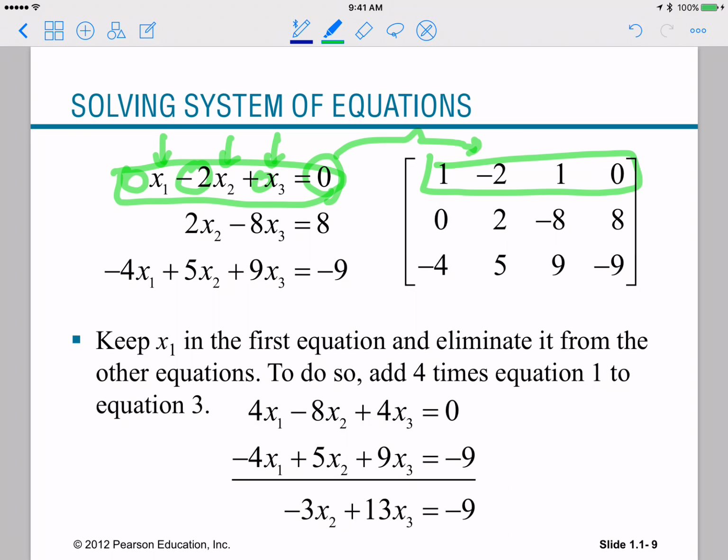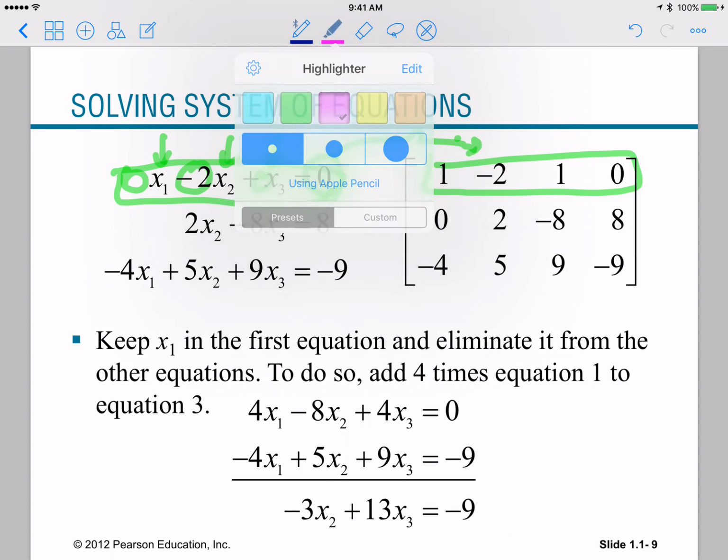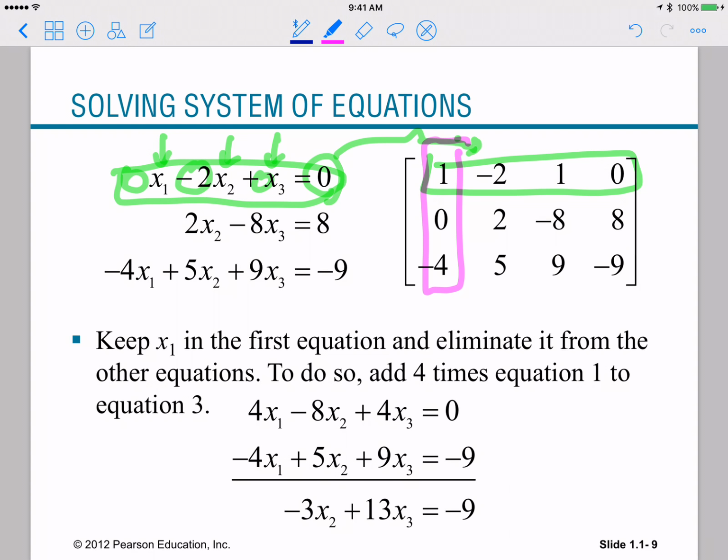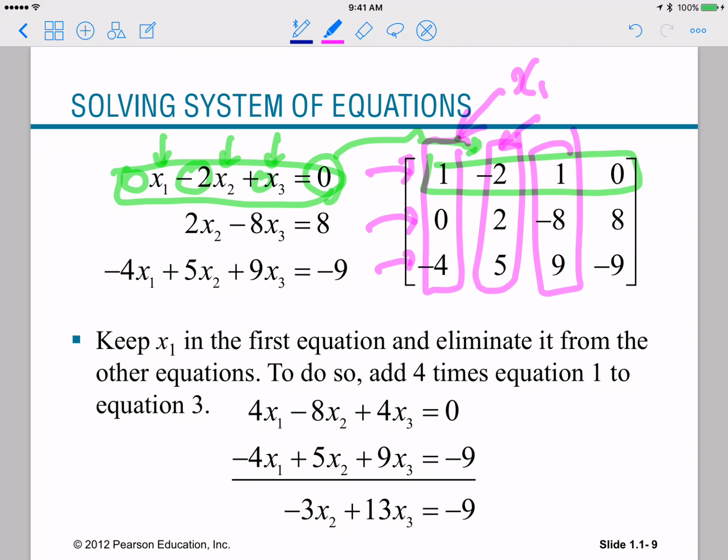And then the vertical vector in this matrix is corresponding to a particular variable. So this first one is all corresponding to x1, right? From equation 1, equation 2, and equation 3, and then x2 and x3, and this last one is coming from these constants, right?